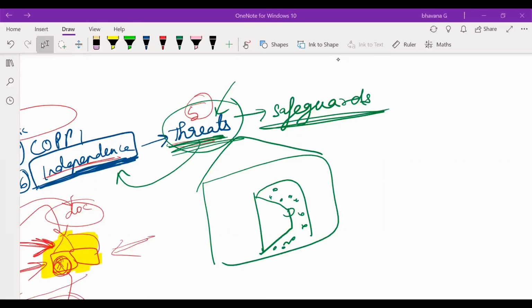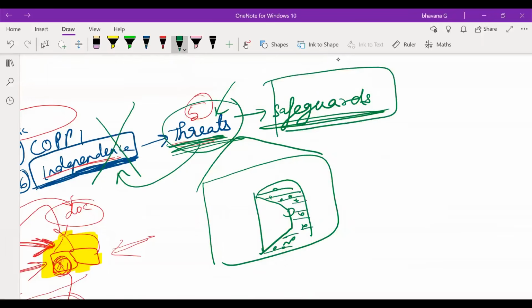I'll not close the door. I'll put a mosquito net on it. If I close the door, my independence is totally gone. That is the difference you have to understand. Rather, I'll put a safeguard of a mosquito net here so that the mosquitoes are not able to enter. So this is what we are going to see here: what safeguards can you put against such threats? We must only try to avoid such threats.